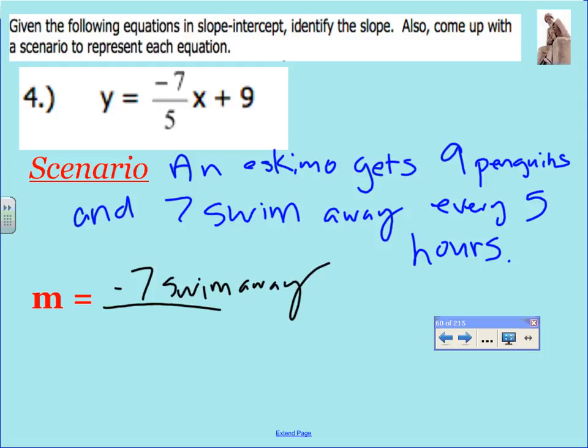Good job. Okay, so -7, swim away, or you could just say -7, swim over 5 hours. So make sure you have the label with your slope. And we're going to get to the part that explains more change of y over change of x, not until we get to the graph part. Okay? Any questions on coming up with your own scenario?